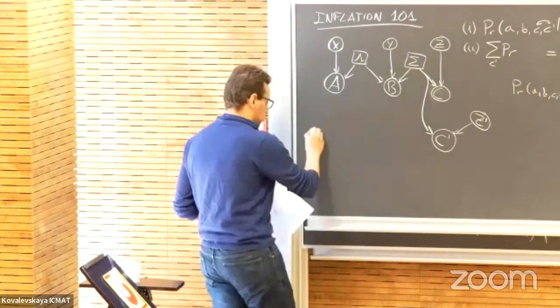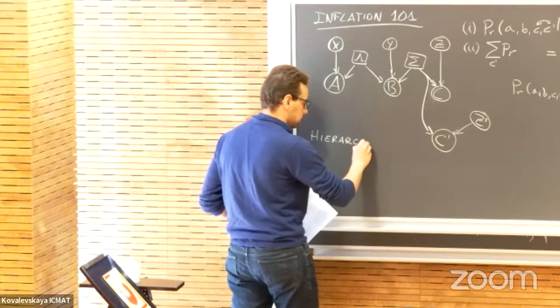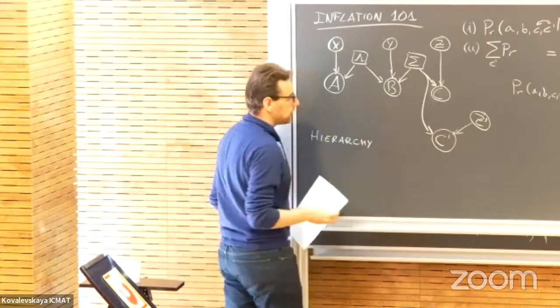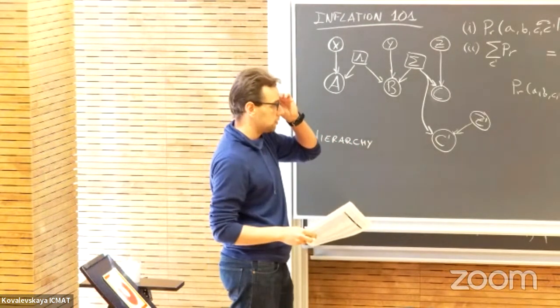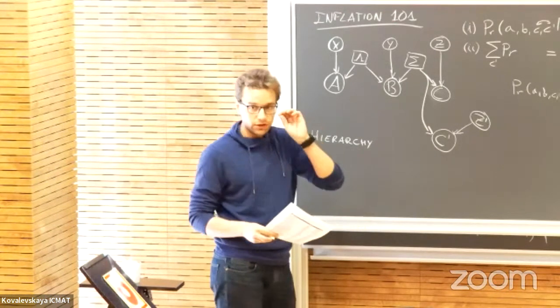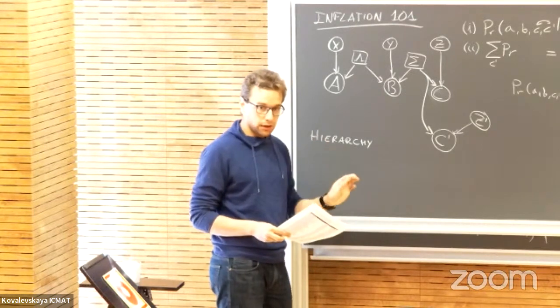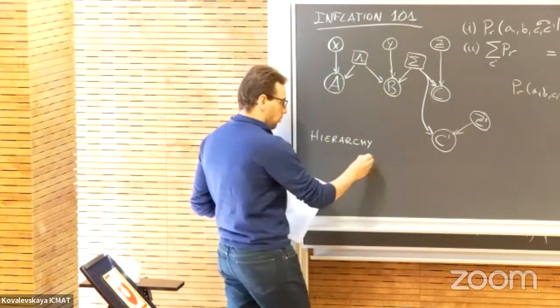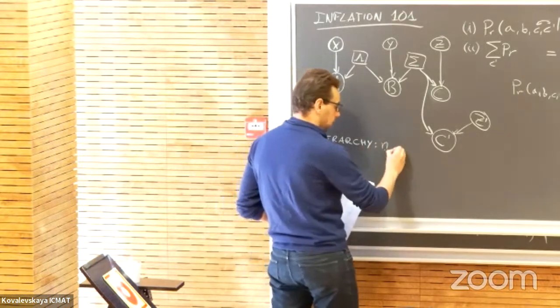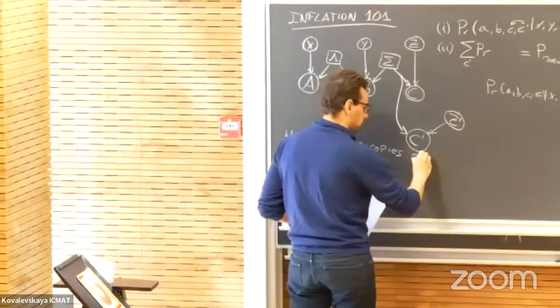Yes, so there is a hierarchy for each network. Well, no, I don't want to use network. For each causal graph that you want to consider, you can think of the hierarchy that arises when you consider n copies of each latent variable.